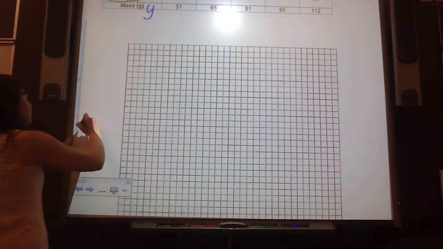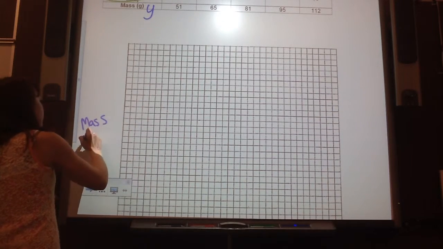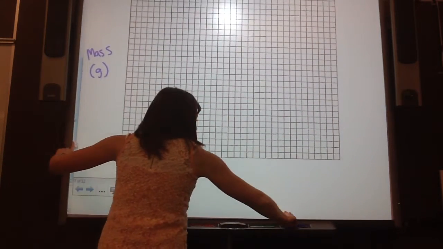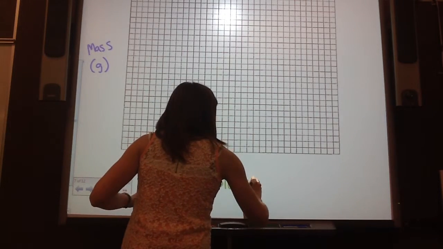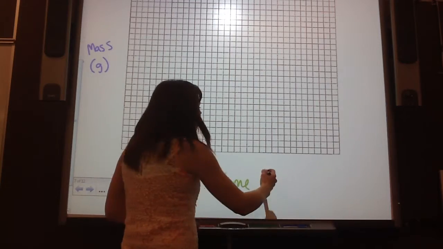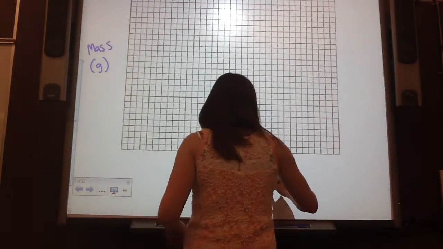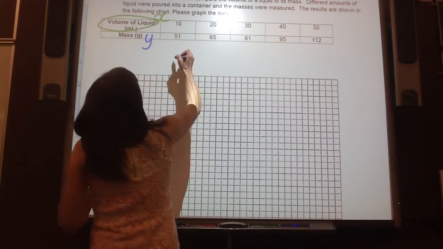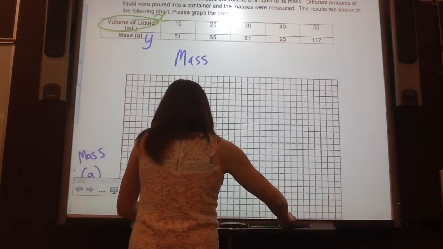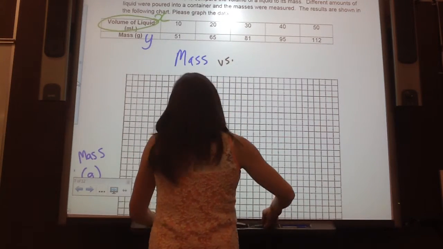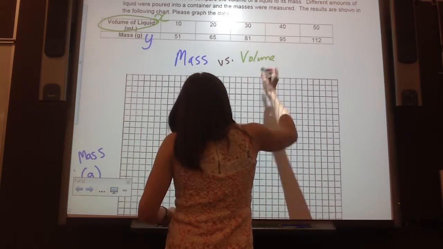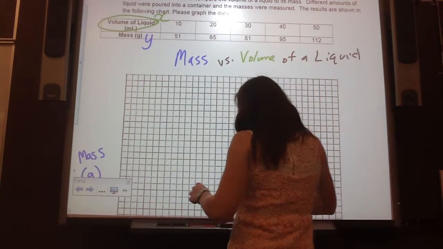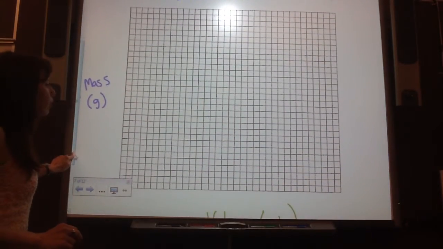You put the mass on this side, and you write in grams, and you have your volume. You can just write volume, you don't have to say volume of liquid. And what was it in? Milliliters. And here we write mass versus volume of a liquid. Now you try writing out your increments.